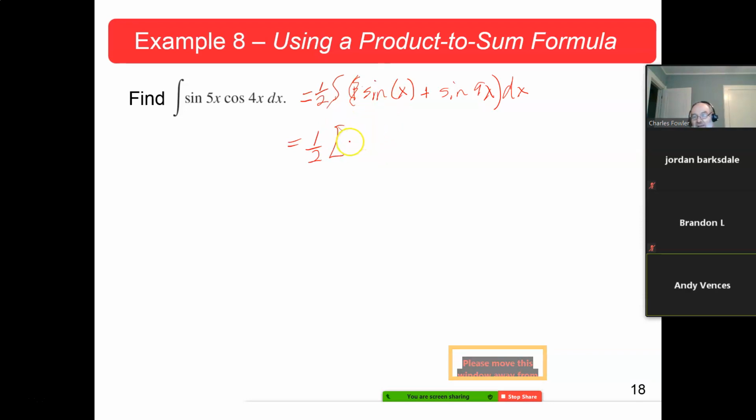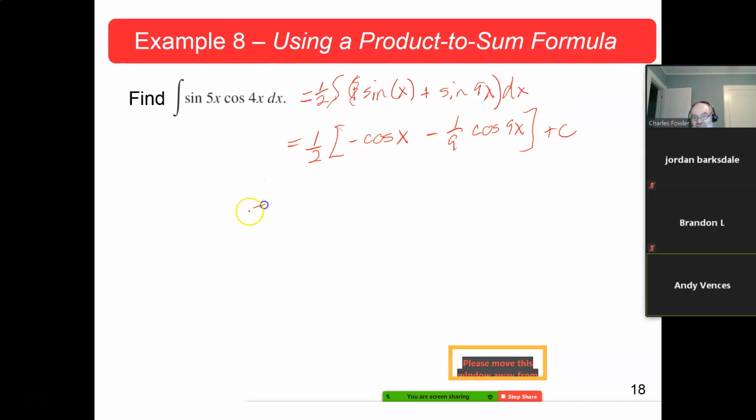That would be minus cosine. Okay, plus, well, it's going to be a minus, because the antiderivative of sine will be minus cosine. But that's going to be 1 over 9 times the cosine of 9x. Okay? And then we'll have a plus c.